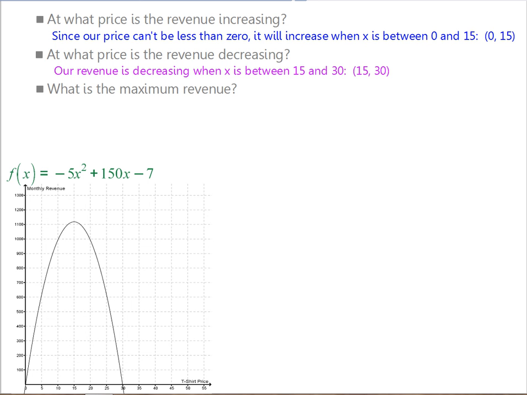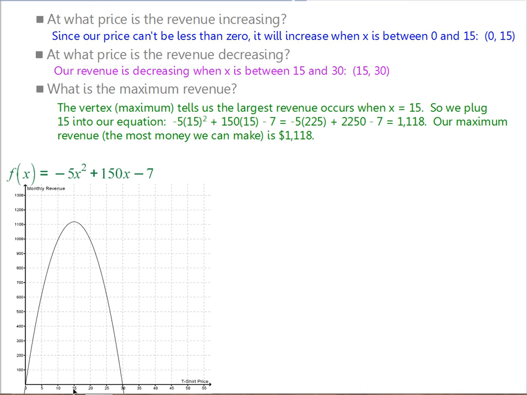So what's the maximum revenue that they can make? Notice that our maximum point, or our vertex, is where x is 15. I can't exactly tell what our maximum revenue is. I know it's just above 1100, but there is a way for me to find out exactly, and that's by plugging x is 15 into our equation. So if I plug in a 15, I get $1,118, and that's the maximum revenue, or the most money that they can make.